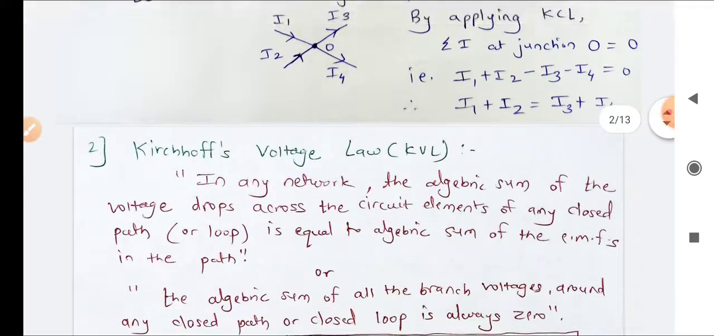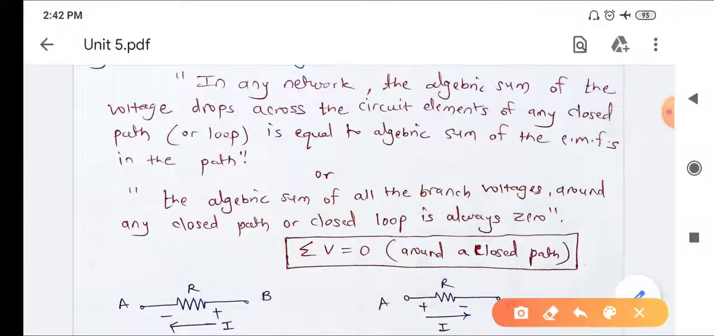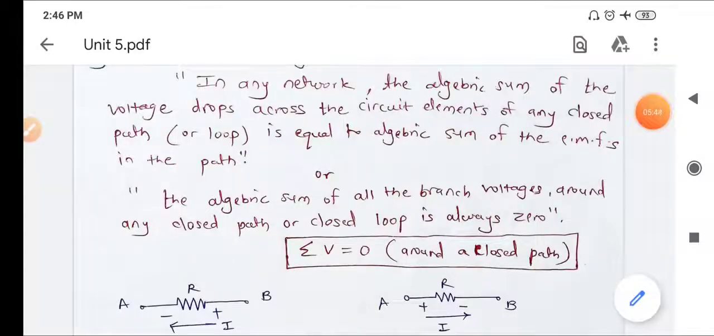Now we will move towards KVL, that is Kirchhoff's voltage law. Kirchhoff's voltage law states that the algebraic sum of voltages around a closed loop in a circuit must be equal to 0. That is the summation of V is equal to 0 around a closed path. The other statement of KVL is that the sum of the voltage rises is equal to the sum of the voltage drops around a closed loop in a circuit. So we will see what is voltage rise and voltage drop in a particular circuit.